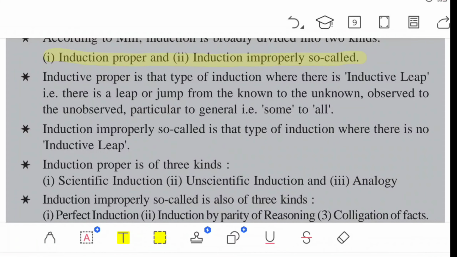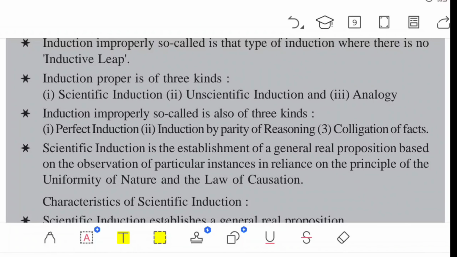And we also learned about different types of induction proper. There are 3 types of induction proper. First one is scientific induction, second one is unscientific induction, and third one is analogy. In scientific induction we follow 2 rules or 2 laws. Those laws are called the law of uniformity of nature and the law of causation, and we always try to establish or discover a causal connection between the things. But in case of unscientific and analogy, we don't try to establish the causal connection.